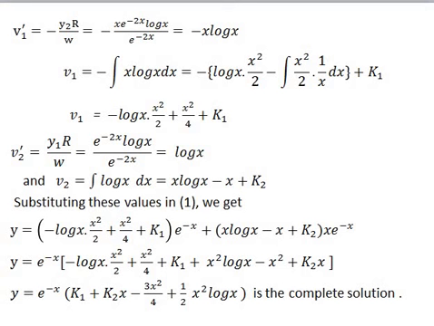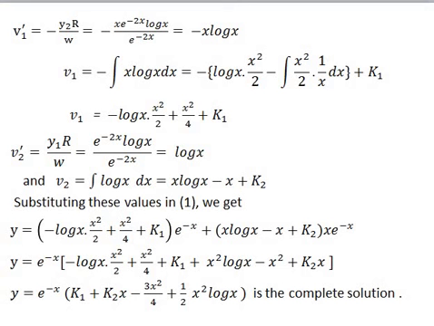v2 dash is equal to y1 r divided by w. y1 is e to the power of minus x, r is e to the power of minus x log x, divided by w, which is e to the power of minus 2x, is equal to log x. And v2 is equal to the integration of log x dx. By integrating by parts, we take the integration of log x into 1 into dx. So log x is the first function, and the integration of 1 is x. So v2 is x log x minus x plus k2.